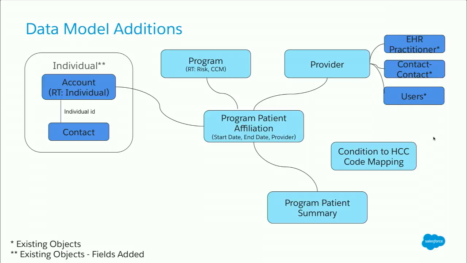And the program patient summary is where we calculate the risk score. That's where we store the calculated risk score based on patient's information, as we were talking about earlier. And lastly, we've added a number of different metadata tables and also an object called condition to HCC code mapping. That's what actually holds the Medicare information that helps us calculate the risk score for the patients. So those are the objects that we've added as well.